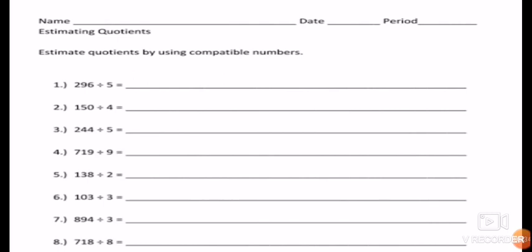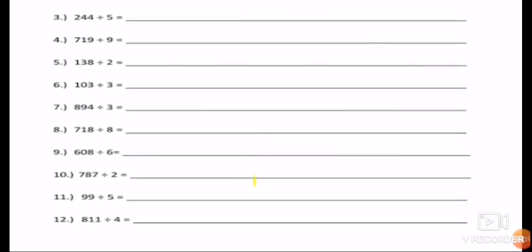Now move to the 8th question, that is 718 divided by 8. Again you will round it off to the greatest place value, which is 100. On the tens place we have 1. So on the 100 place nothing will be added because 1 is less than 5. So that will become 700 divided by 8. You will get the quotient. Now the 9th question is 608 divided by 6. Okay, now you will tell me first what the rounded off value of 608 will be.